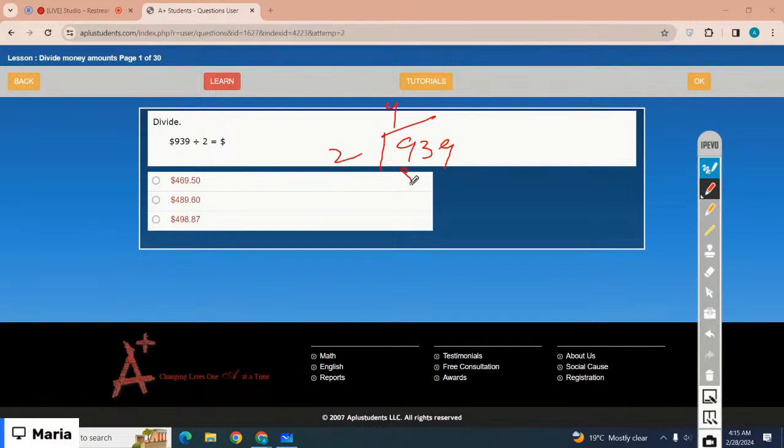Okay, 2 times 4 is 8. 9 minus 8 is 1. Bring the next digit down. 2 times 6 is 12. 1. Bring the next digit down. 2 times 9 is 18. You have 1. Now you don't have other decimals. You can put the decimal point over here and 0 over here. And 2 times 5 is 10 and 10 minus 10 is 0. So the correct option is 469.5. So option number 1 is the correct option. Got it?